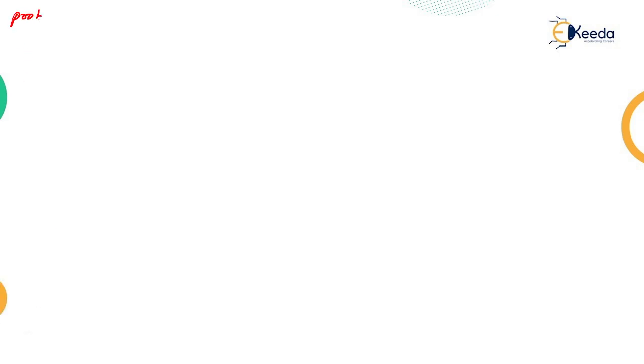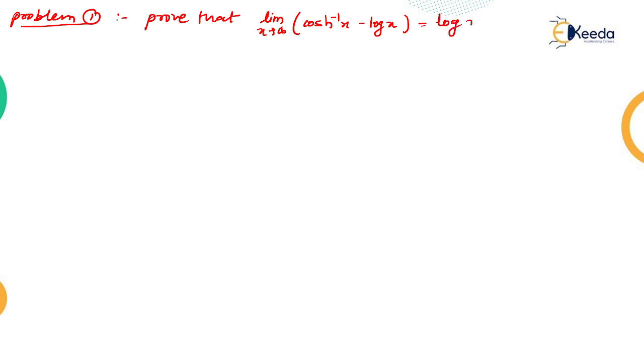Problem first on type number 4. Prove that the limit as x tends to infinity of (cosh inverse x minus log x) is equal to log 2. Now this is your question and you have to solve this. Let me start the solution.